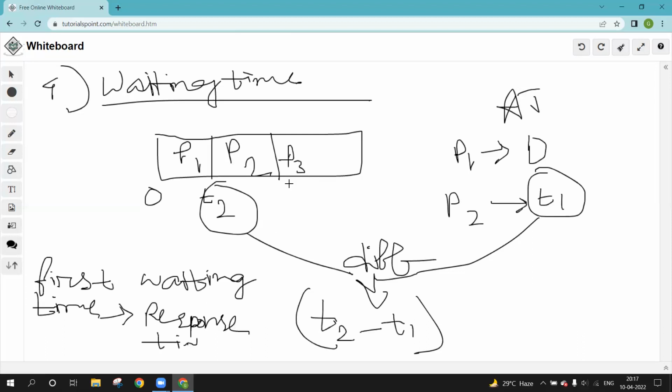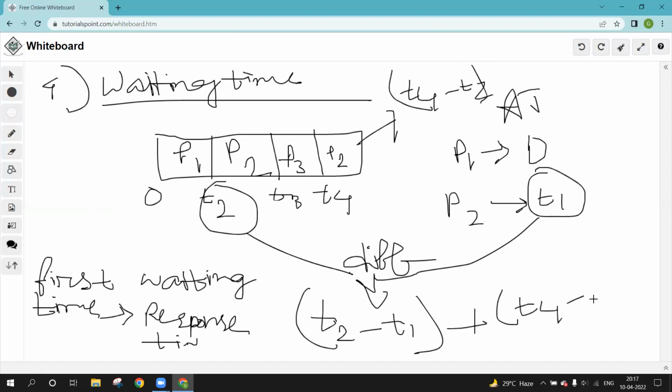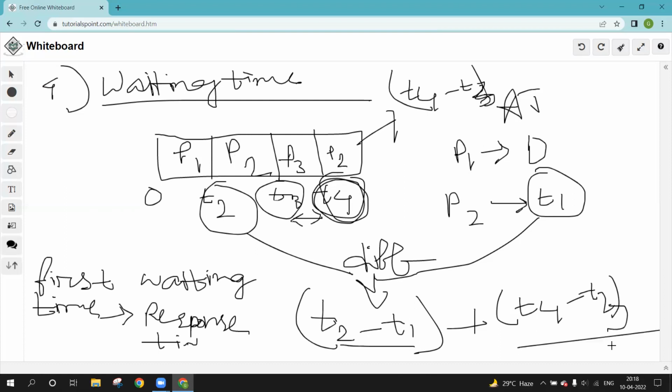Suppose P3 started at time 3. P2's execution was not totally completed, so at time T4, P2 again started. T3 is the ending time of the first execution of P2, and the second execution start time for P2 is T4. So the second waiting time is T4 minus T3. The total waiting time is T2 minus T1 plus T4 minus T3. I think it's clear.